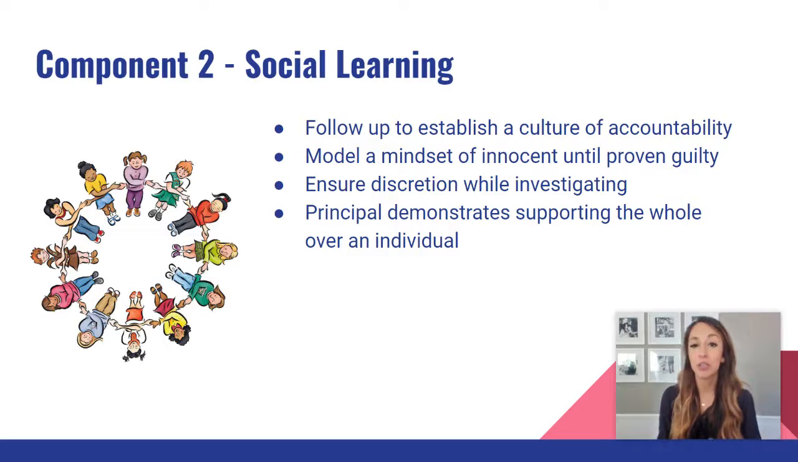I also think it's important to ensure discretion while investigating. You don't want rumors flying around. You don't want to go talking to everyone and their dog about how you're concerned Mrs. Bowman stole money. I think discretion here is huge to make sure you don't burn bridges with parents who are so vital in keeping your school running. And I also think it was really important that the principal demonstrate supporting the whole over an individual by declining to fund one individual's cheer trip that isn't necessarily school related, with money that's supposed to benefit the whole school and not just one individual.